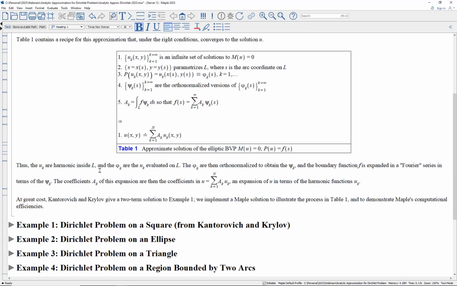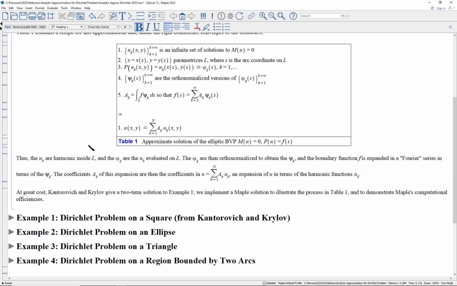So for our operator, which is the Laplace operator, these functions are harmonic inside the region. These phi k's are these harmonic functions evaluated on the boundary. They are then orthonormalized. They form the psi k. You do this Fourier series type expansion to get the coefficients ak, and you make this linear combination.